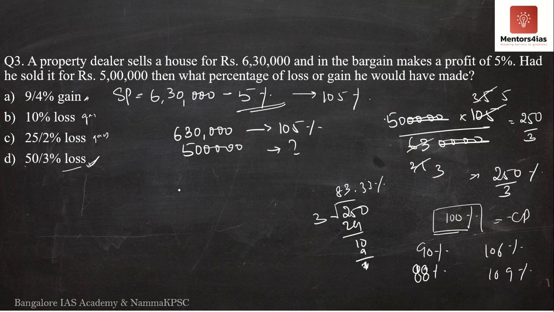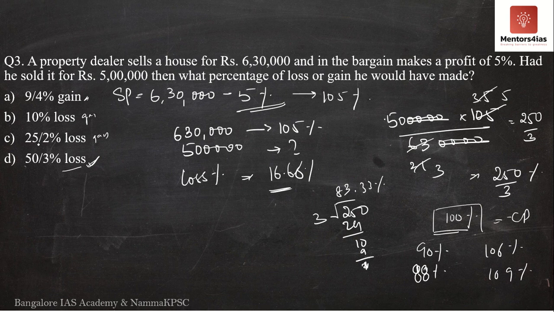If 5 lakhs is 83.33% with respect to the cost price, then what is your loss percentage? It is nothing but 16.66%. It has to be 16.66%, obviously. Correct? See, if it is 84, then it would have been 16%. 33 meaning then it is 0.66. So the loss percentage is 16.66%.